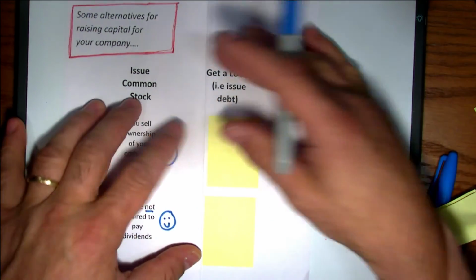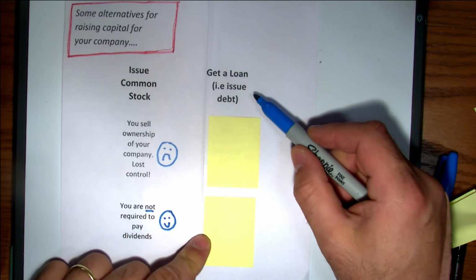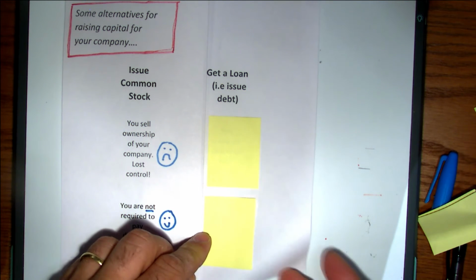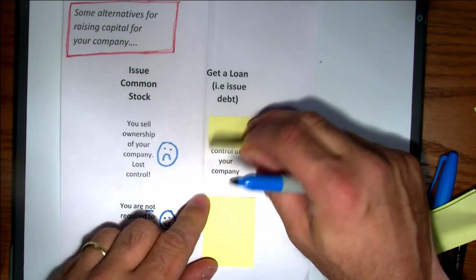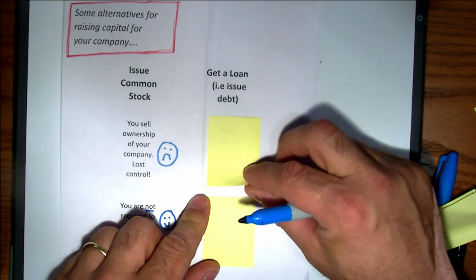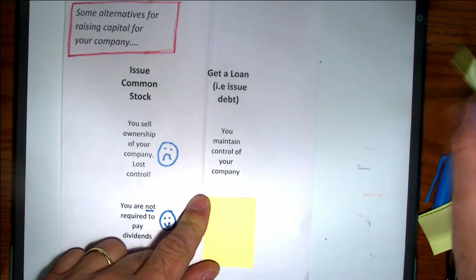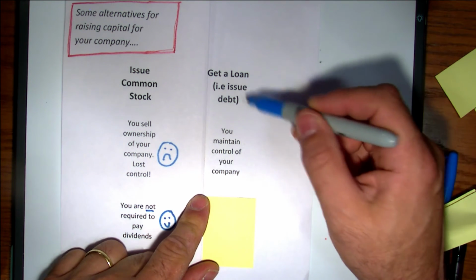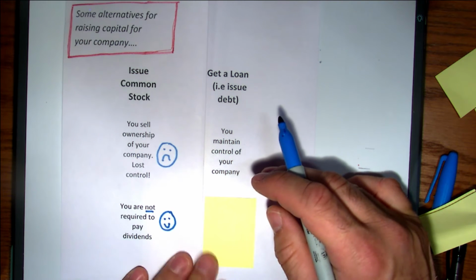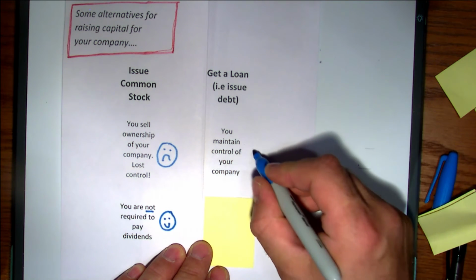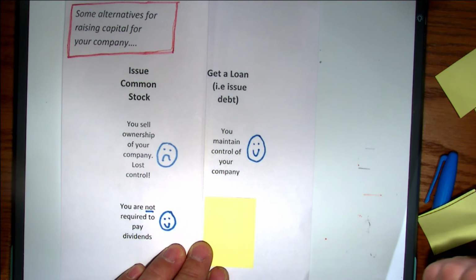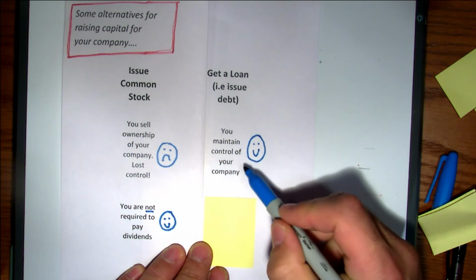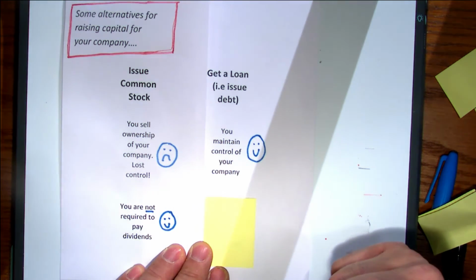Now the other thing that you could do is you could get a loan, couldn't you? That's actually called issuing debt, okay? You could issue debt. We'll talk about that in chapter 14. Now, the great thing about issuing debt is you maintain control of your company, okay? The bank may act like they own your company, but they don't. They don't affect decisions, they don't vote or anything. You maintain control. That's a happy face, right? Okay?